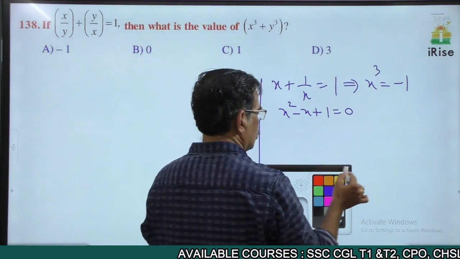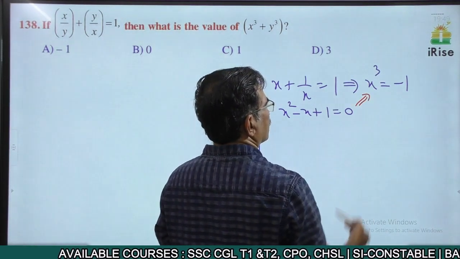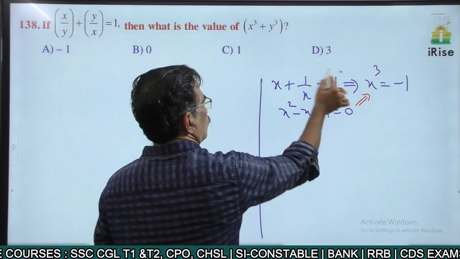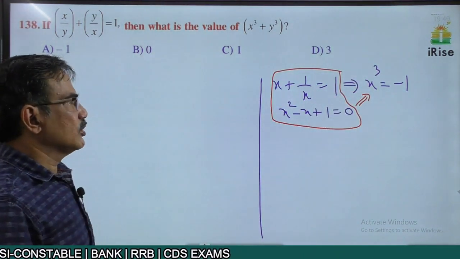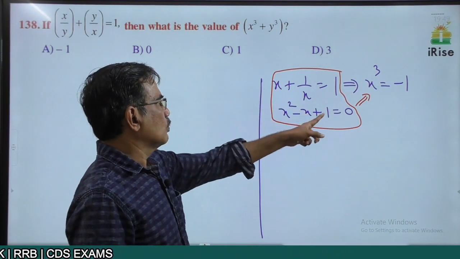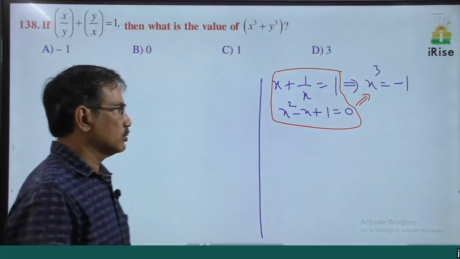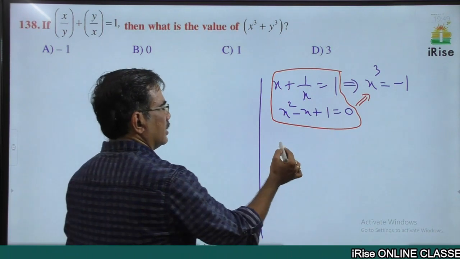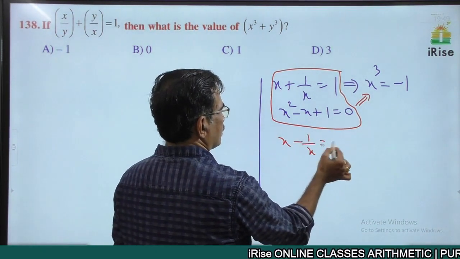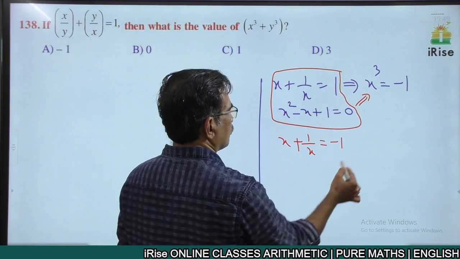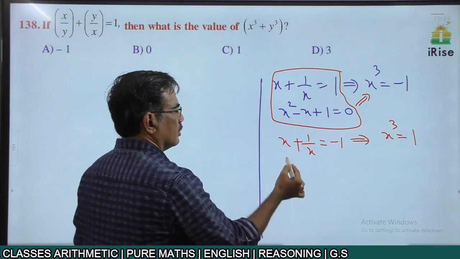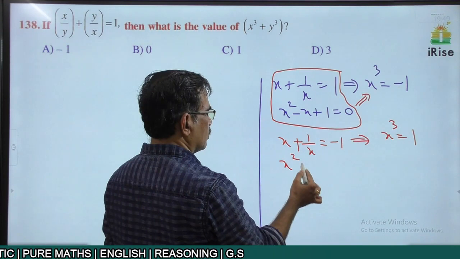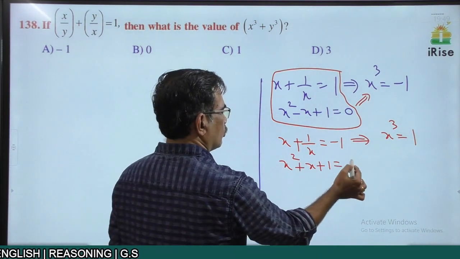In this case also, x cube is equal to minus 1. In both cases x cube is equal to minus 1. This can be written as x square plus 1 minus x is equal to 0. Second, if x minus 1 by x, that is x plus 1 by x, is equal to minus 1, this implies x cube is equal to 1. This can also be written as x square plus x plus 1 is equal to 0.